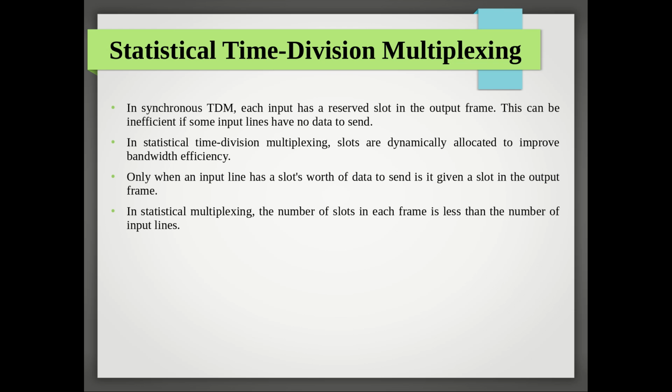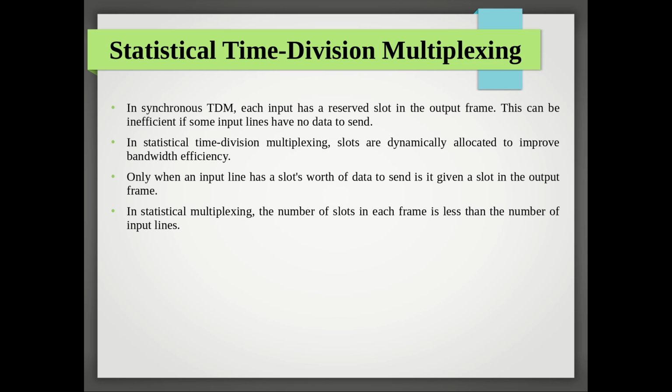In statistical multiplexing, the number of slots in each frame is less than the number of input lines. This is because within a frame, in addition to data, we are storing address information also, because there is no one-to-one correspondence between the slots and the sender. So we have to identify the sender from which this information is coming. Because of this address information additionally fit into the frame, the number of slots in each frame is typically less than the number of input lines.